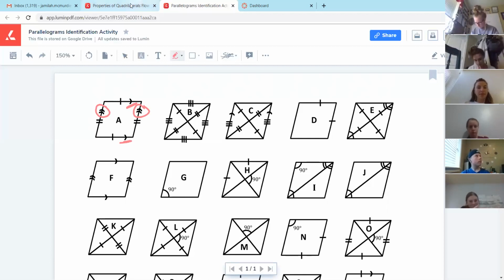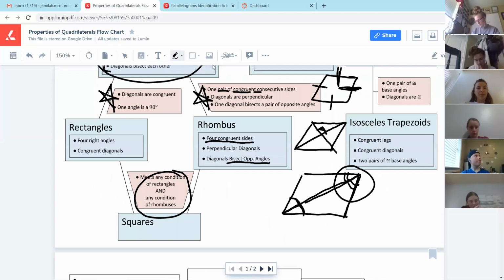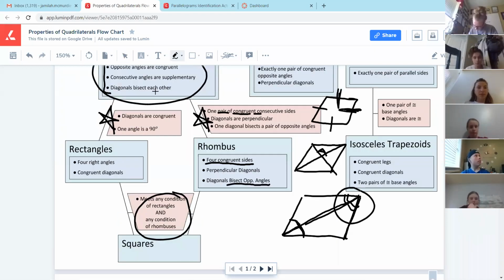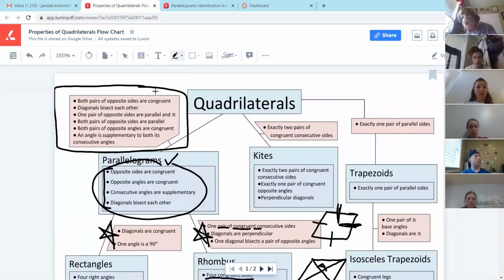So let's go back to our flow chart. That told us that opposite sides are congruent, okay? And it told us that opposite sides are parallel, which is right here. Both pairs of opposite sides are parallel. I don't know why it won't circle that, it's fine.